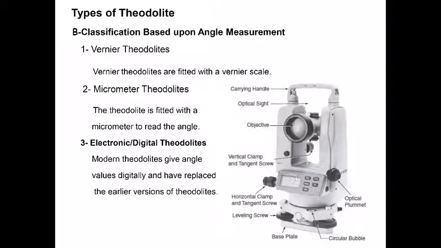So now let's see some different parts of the theodolite. Firstly, we have this telescope over here with the objective and the eyepiece at the other end, and you have some focusing screws to focus the image. Then we have a sight finder at the top of the telescope. Then we have the optical plummet. So basically, when you look through the optical plummet, you get an image of the ground.